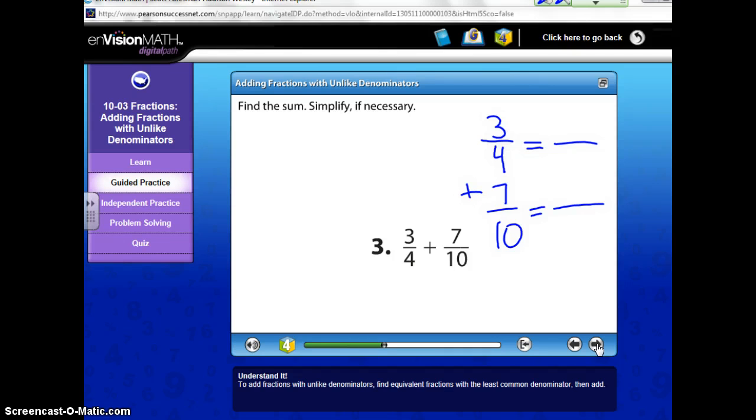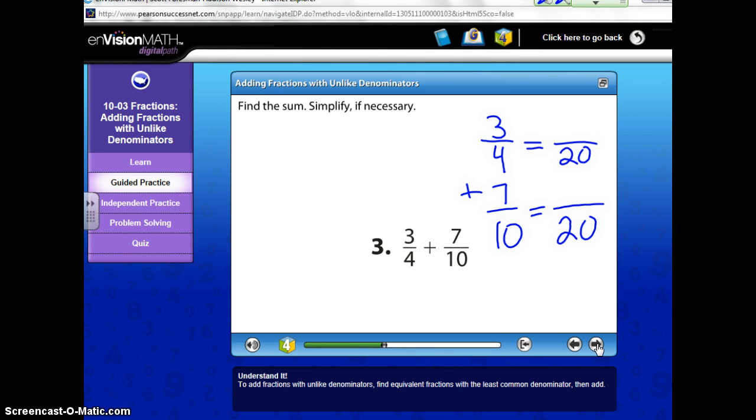Now, we can go through this process, and we could have chosen 40. But when you get to the bottom, you'll have to simplify for sure. What do you think, Aaron P? 20. Okay. How did I get from 4 to 20?